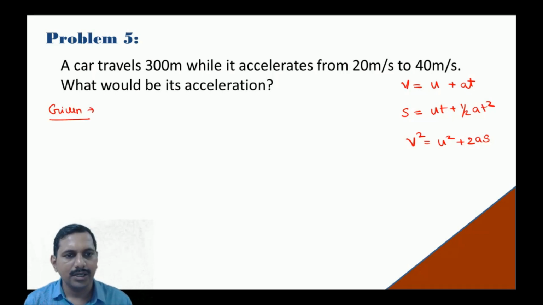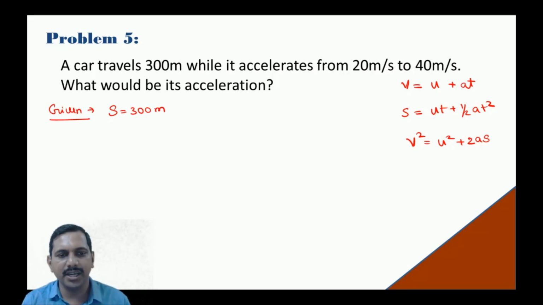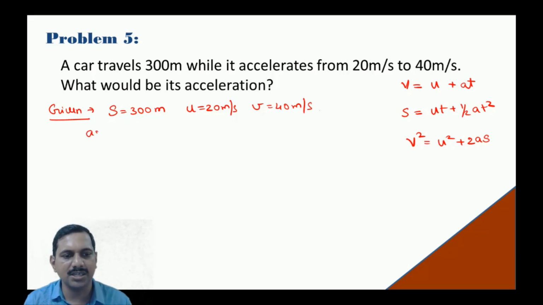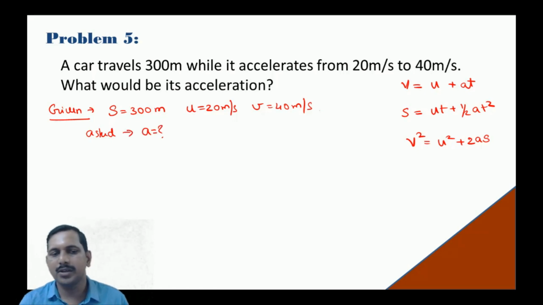Given is, the car travels 300 meters, so S is given as 300 meters, and then it accelerates from 20 meters per second to 40 meters per second. So U is 20 meters per second, and V is equal to 40 meters per second, right? So these two things are given. What is asked is the acceleration, right? Acceleration is asked. So let us see that.